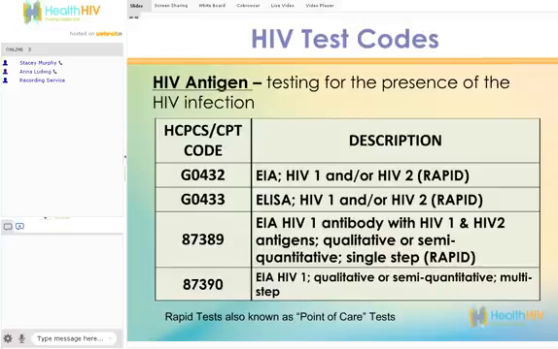And you'll notice we have three rapid point-of-care test codes on this slide: G0432, G0433, and 87389. So again, you want to check with your local Medicaid state agencies to determine which codes they want you to report for the rapid services that you are providing in your clinics and in your office settings.